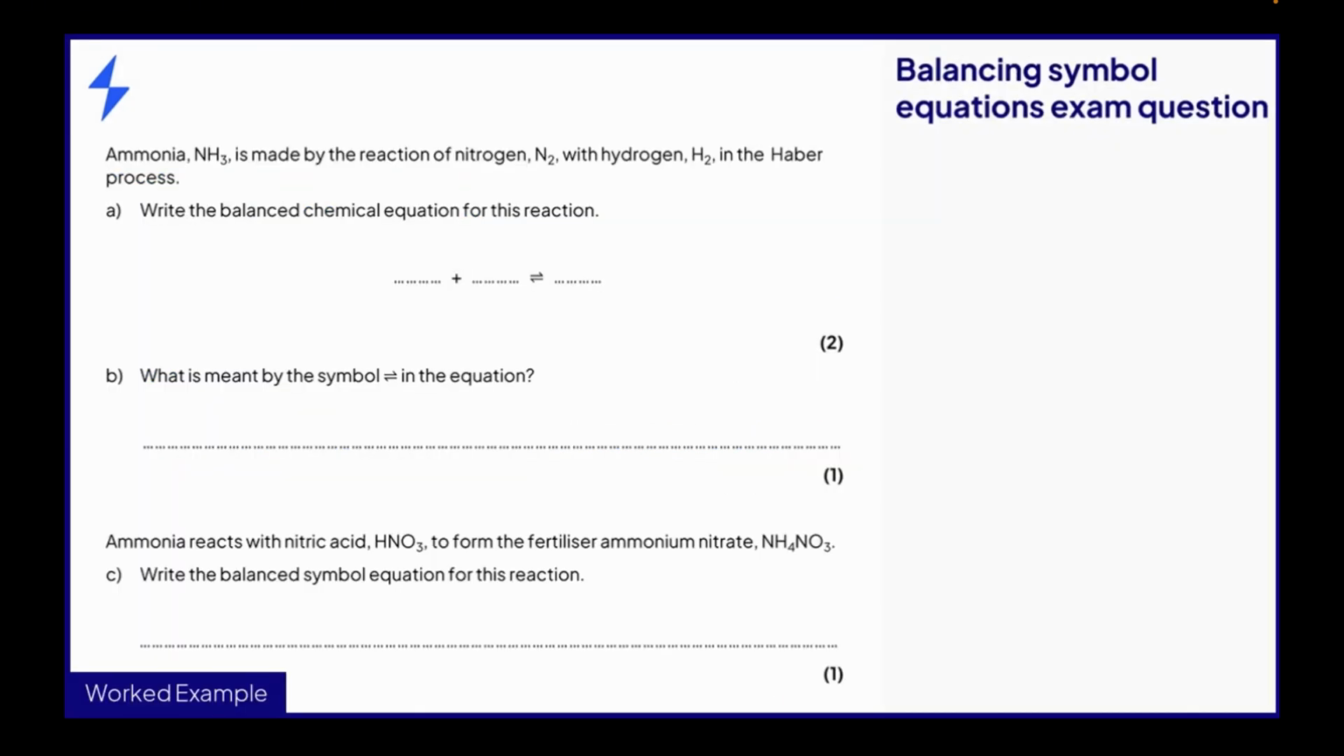The key information in Part A is NH3 is made by the reaction of N2 with H2. Be careful, as the information is written backwards with the product showing first.